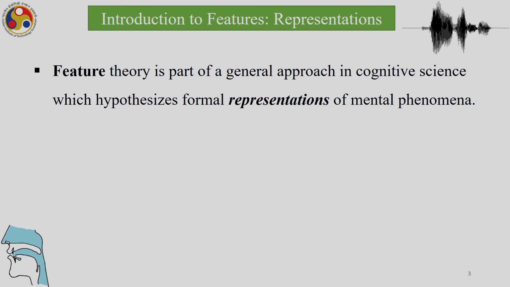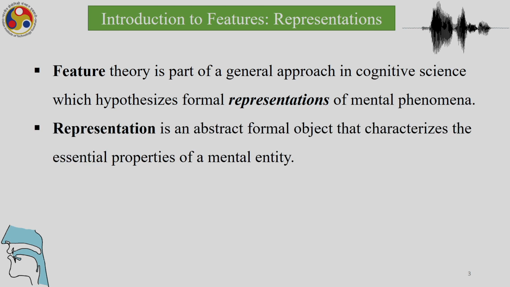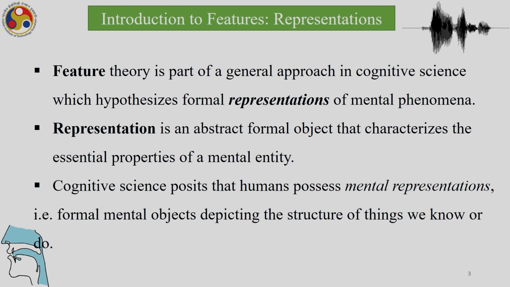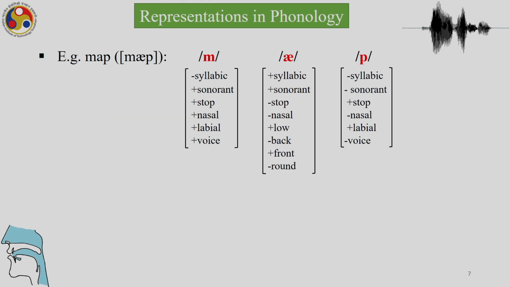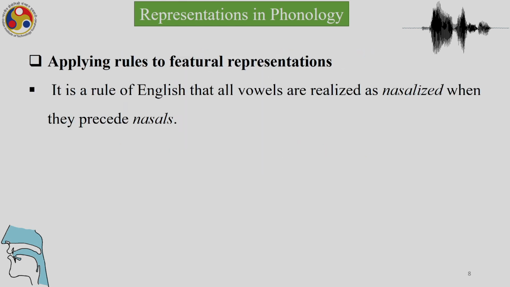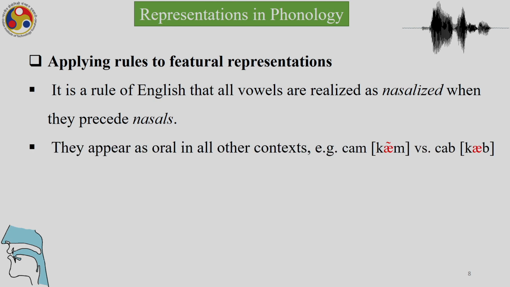So, going over what we did in the last lecture, feature theory is part of a general approach in cognitive science which hypothesizes formal representations of mental phenomena. Hence, we see representations, and we saw those representations of these formal objects, and we saw what the different features are and why they are considered representations, etc.